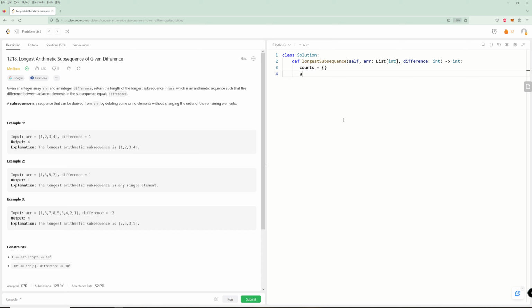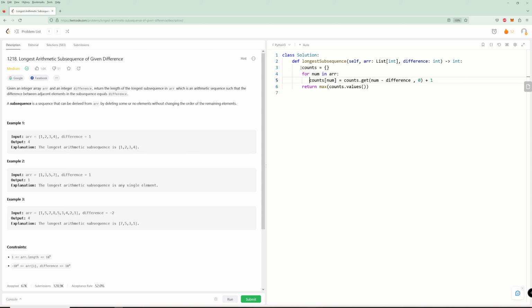Okay, so we're literally going to say for num in arr, and then it's just going to be counts[num] equals, and then we're going to use the get, so we're going to have a default case. So I'm going to show you what that's going to look like. I think it's like counts.get of num minus difference. I'll explain this in a second. 0 plus 1. I'll explain this in one second. And then we're going to return here the max of counts.values. Okay, so I'll explain this. Let me actually make sure it tabs first.